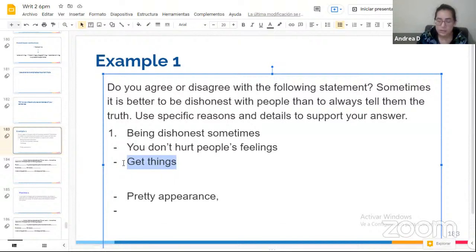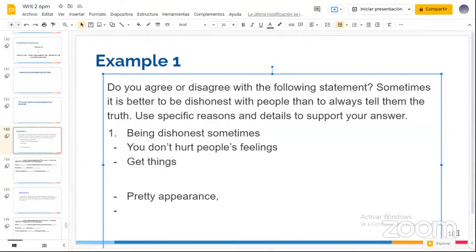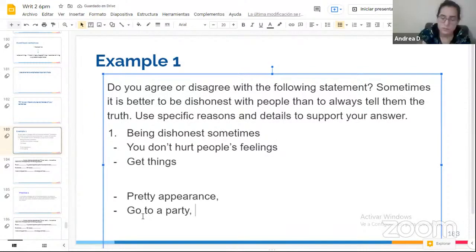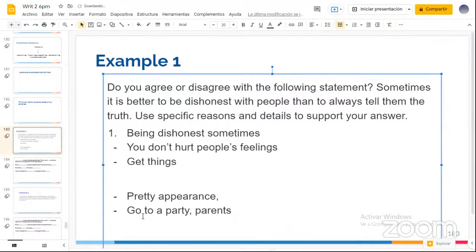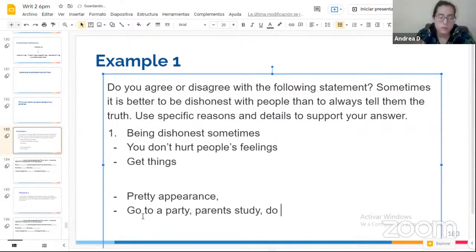Maybe Amilcar, what would you say? Can you give me an example? For example, if I would like to go to a party, I'd say to my parents, maybe I'm going to go study or do homework. Okay, that's true. All right. So if you want to get something from your parents, or if you want to get them to let you go somewhere, maybe you can lie about where you're going in order to get them to give you permission. All right.